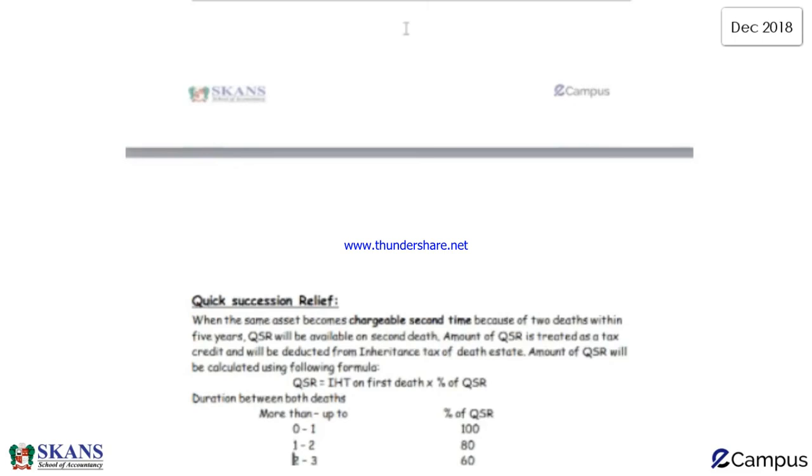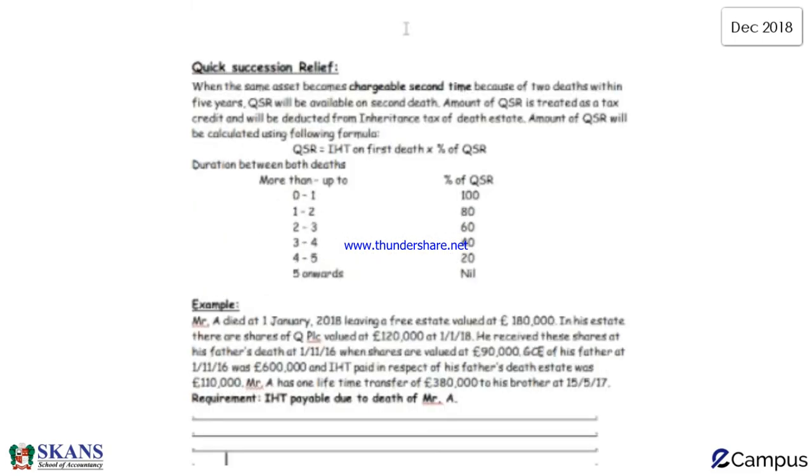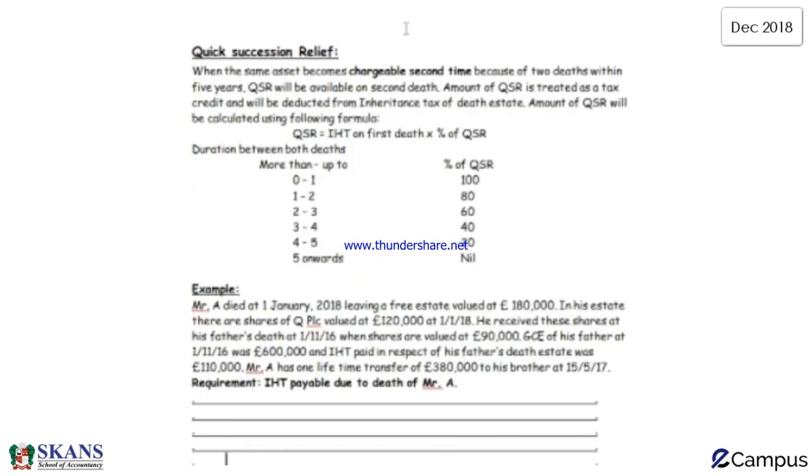Okay, the quick succession relief which we were discussing. First of all, you should remember quick succession relief is a relief which is to be deducted from tax, not the chargeable estate. We have to calculate the available nil rate band on that estate, apply the 40% rate, and we'll be left with IHT on the chargeable estate. From that IHT, you should deduct quick succession relief.